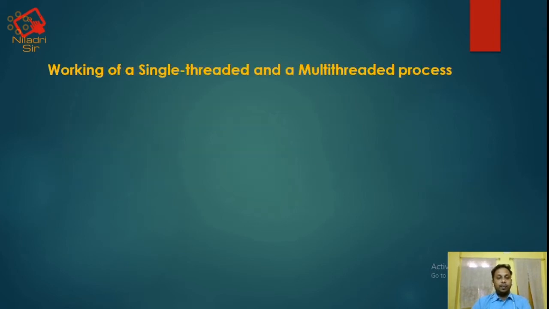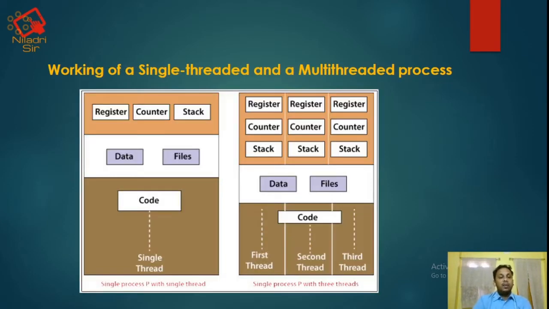Next, the working of a single thread and a multi-thread process. In our picture, we can see that there are 2 pictures. One is a single process with a single thread and another is a single process with multiple threads. There are 3 threads in my right hand picture.